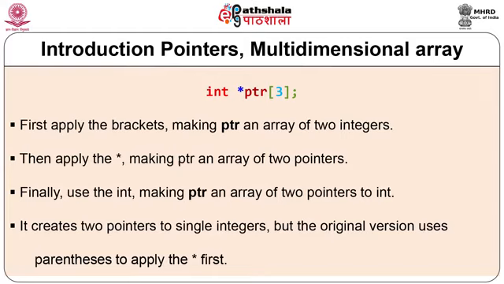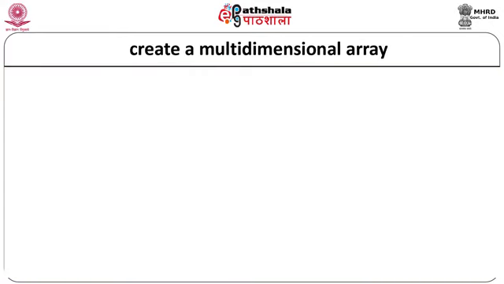It creates 2 pointers to single integers, but the original version uses parentheses to apply the star first, creating one pointer to an array of two integers. Let us see how to create a multi-dimensional array using pointers.